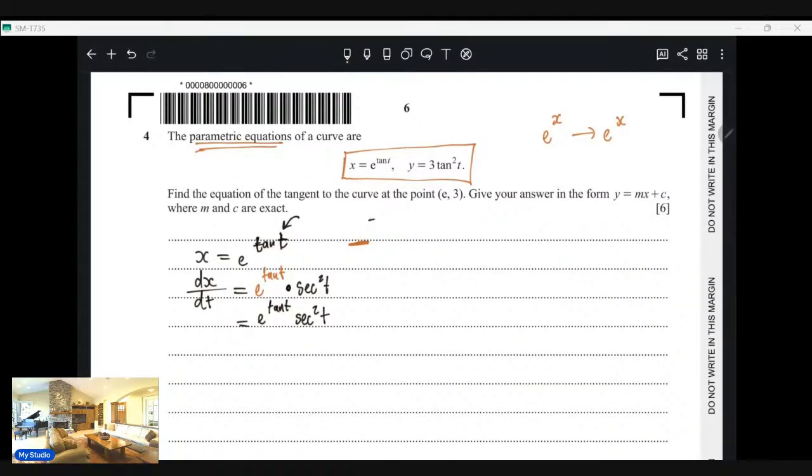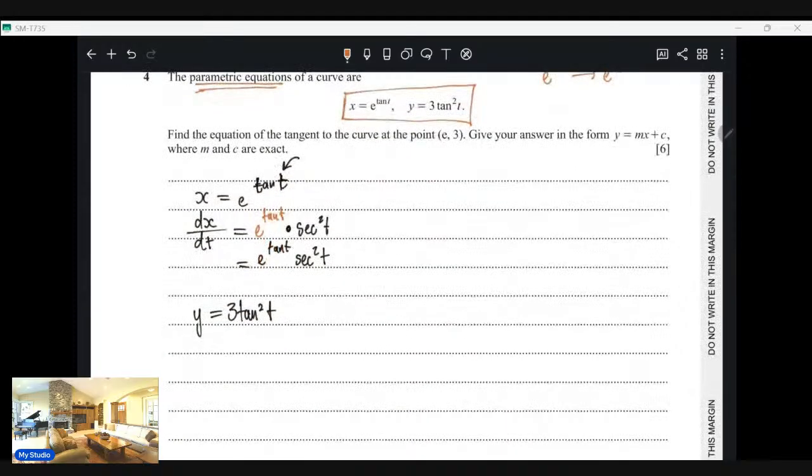Then now we have y. y is 3 tan squared t. And now we need to find dy dt. How do you find dy dt? How do you differentiate tan squared?